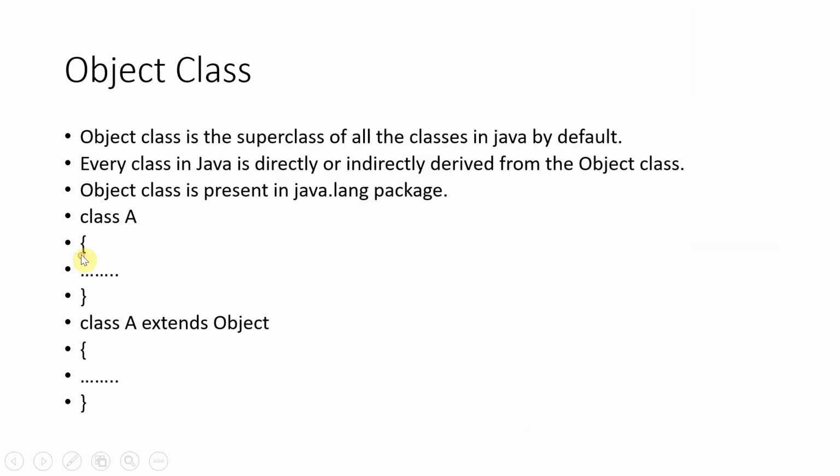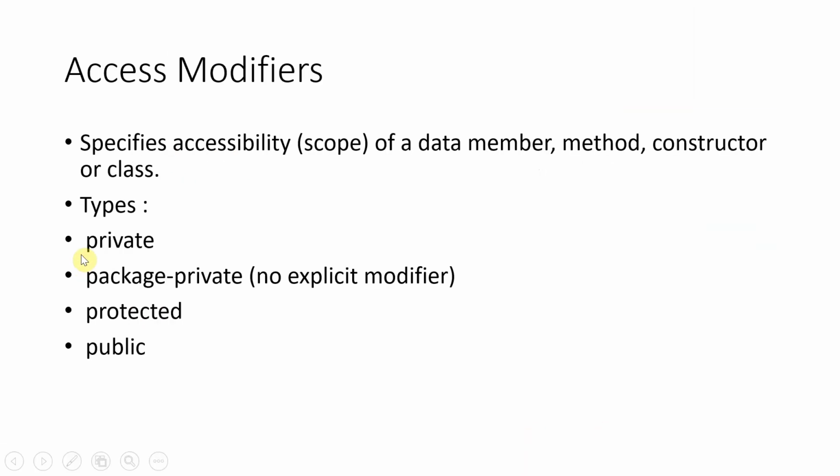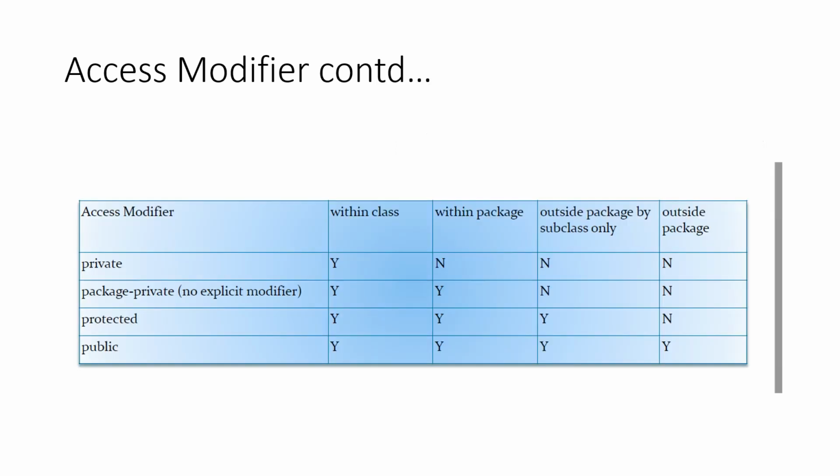Alright, now the next thing that we will see is, when we created this class, method and all, we saw some private, public keywords, right? So those are called access modifiers. It specifies accessibility of a data member, method, constructor or class. So the types you have are private, protected, public, package private. Let's see each of it.